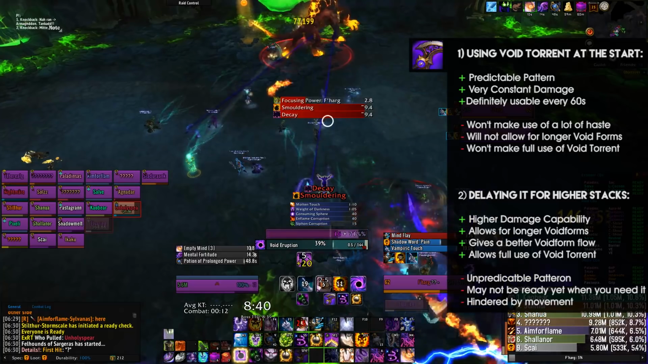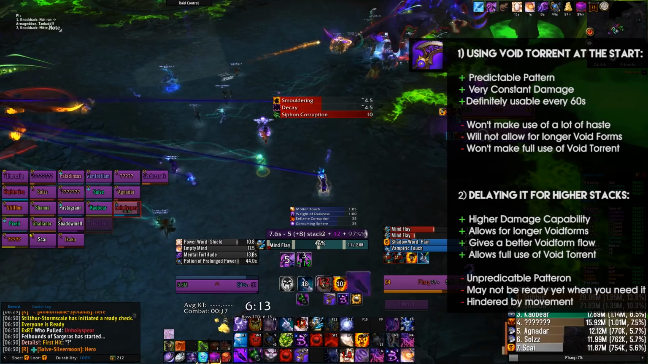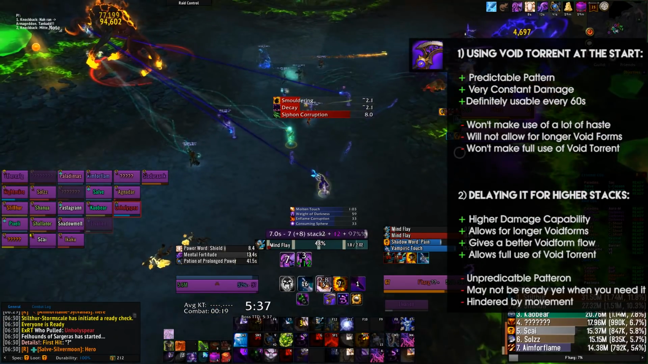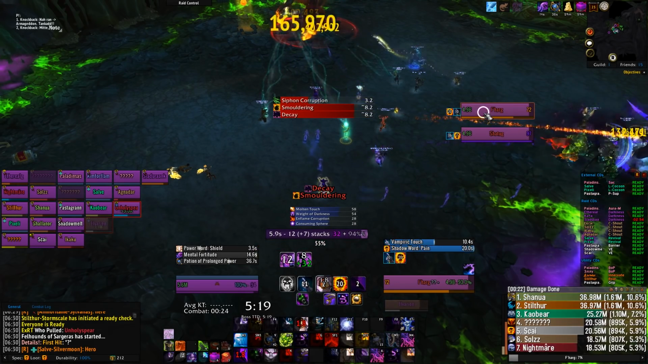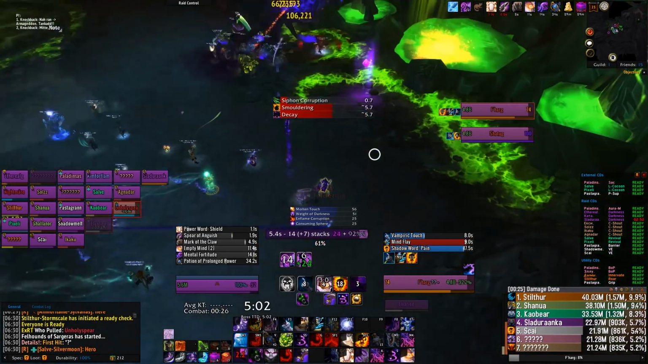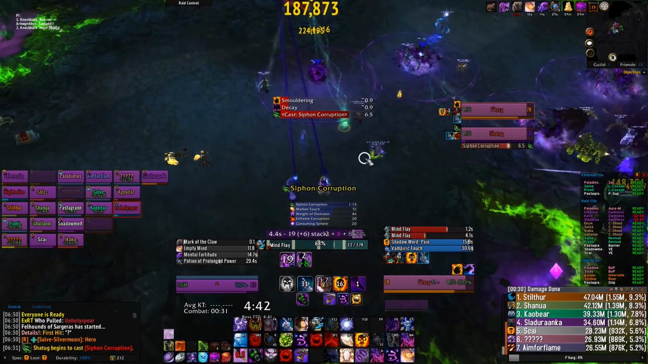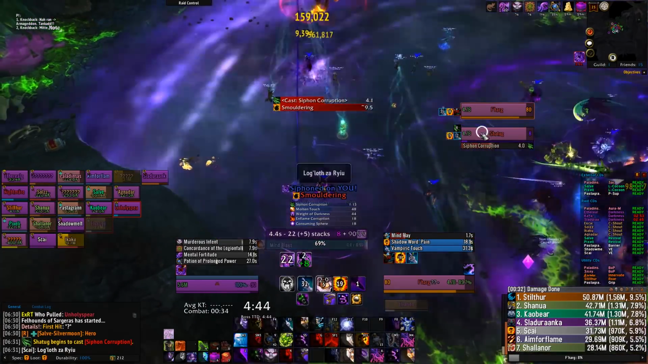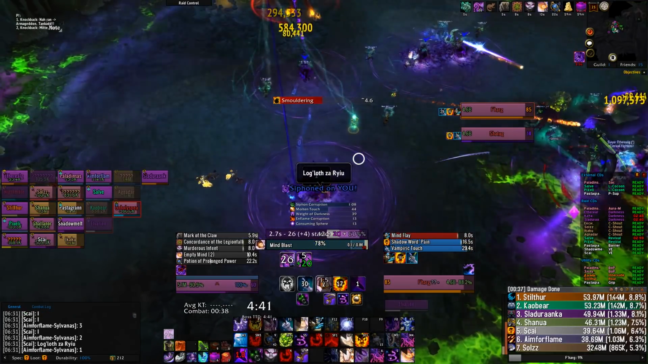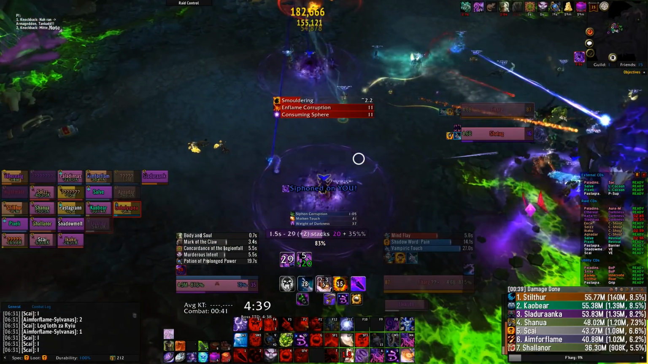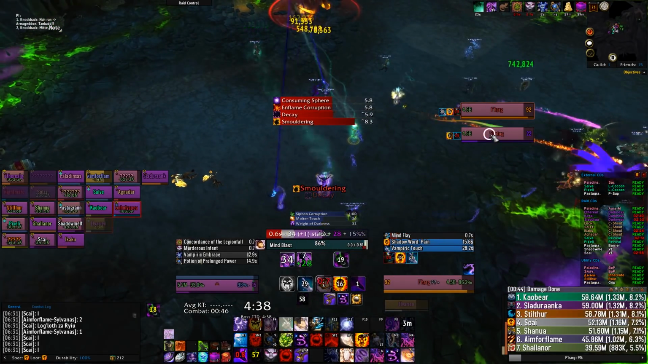As you can see, the second way of using Void Torrent is definitely more risky, but at the reward of more damage and higher Void Form uptime. Now, if you're new to the Shadow Priest, definitely stick to using it at the beginning of each Void Form. If the boss requires a lot of movement or target switches or anything similar that hinders you, or rather your Void Form uptime, use it at the beginning or early on as well. If you're certain that you can pull a solid and long-lasting Void Form consecutively, then definitely go for the second option, using it later on during your Void Form as a bridge.